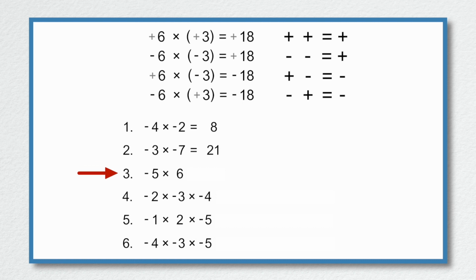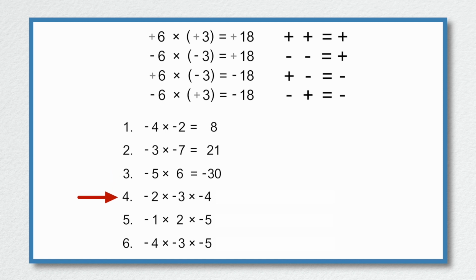Question 3. Negative 5 multiplied by 6, or positive 6. I haven't put the positive sign in. A negative and a positive is going to result in a negative answer. So negative 5 multiplied by 6 is equal to negative 30. Hopefully you found those pretty straightforward. But with the other 3 questions, I've extended it a little bit.